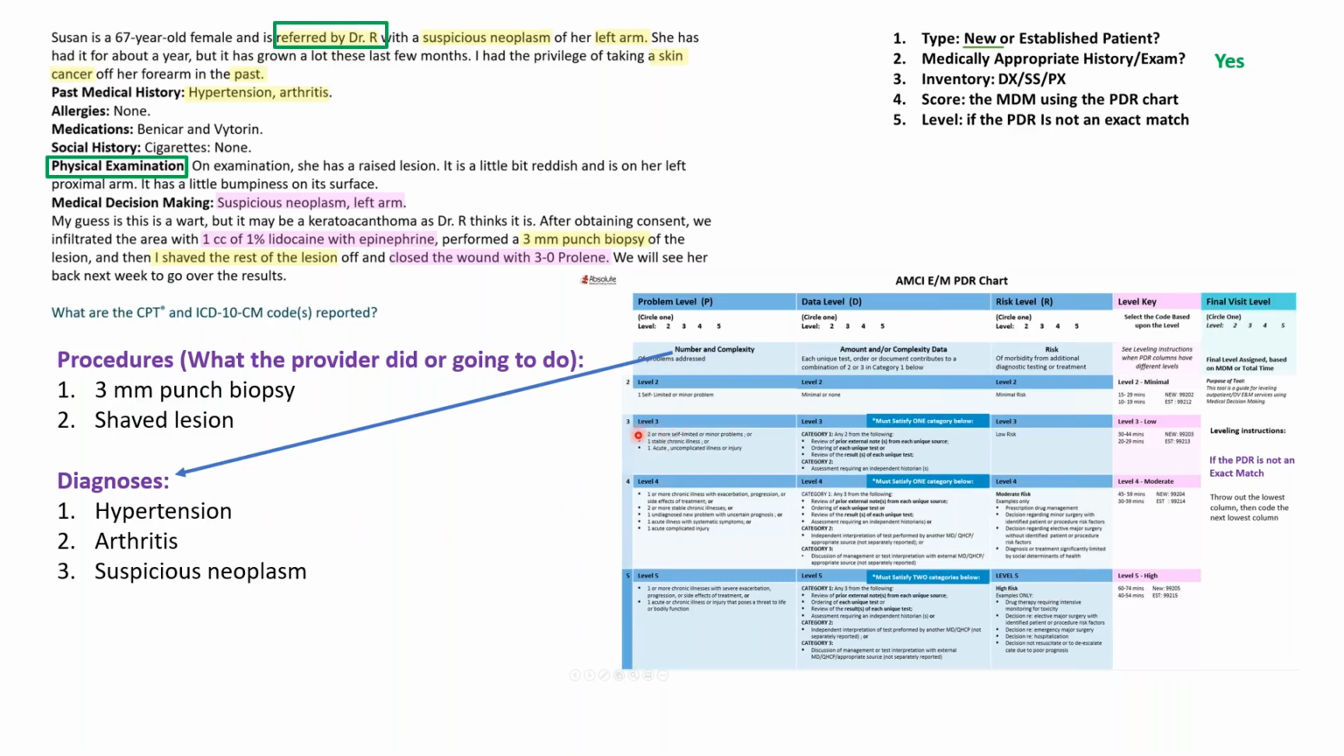So let's bypass level 3. Anytime you have 2 chronic conditions, you're already at moderate. So we have 1 or more chronic illness with exacerbation, don't know that, but I have 2 or more stable chronic illnesses, right? They're stable because there's nothing in the documentation that says it is unstable. Stable is your default, all right? So I like level 4 because we have 2 chronic conditions.